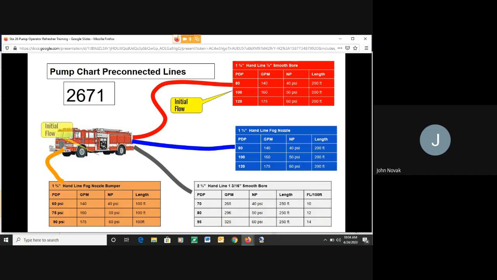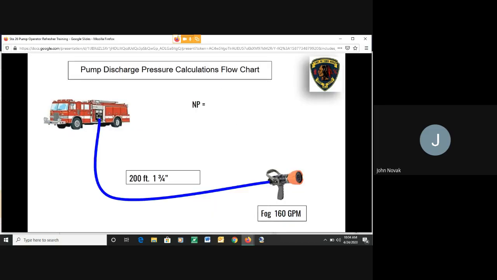Initial flow. Okay, initial flows. So we can see that our initial flows are using the 50 pounds nozzle pressure. So 160 with the 1 3/4, and with the 2.5, it's 295. So for you pump operators, here's a little problem. 200 feet, 1 3/4, our new fog nozzle, 160 gallons per minute pre-connect. All right, so the nozzle pressure is 50. Friction loss with our coefficient in our chart comes out to 25 per 100. So we have 200 foot of 1 3/4, so the friction loss is 50. So our pump discharge pressure is 100 psi.